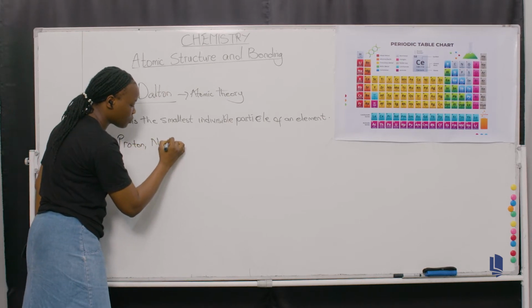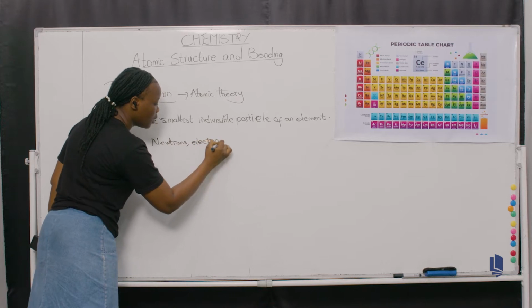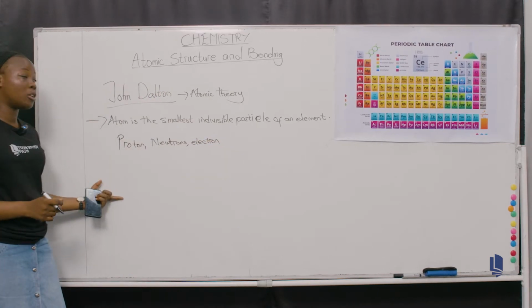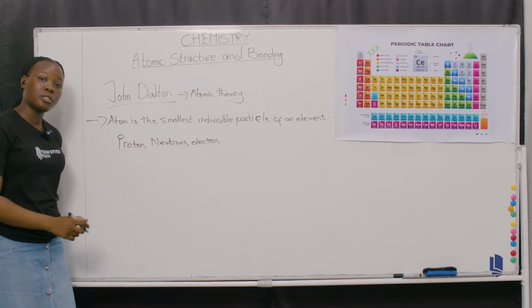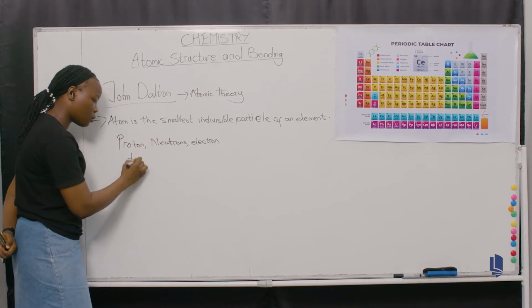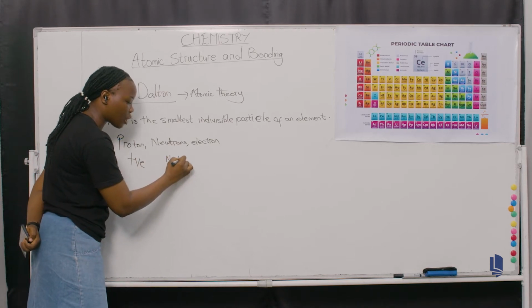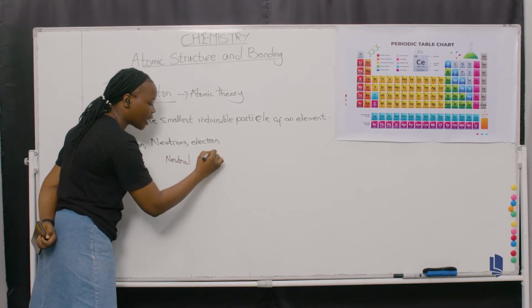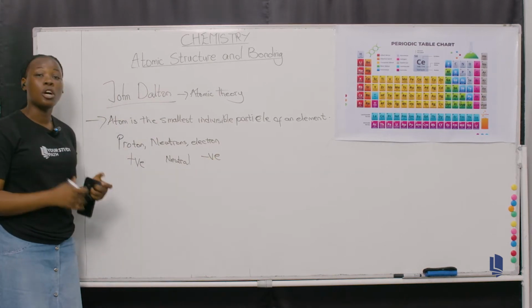Protons, neutrons, and electrons. The discovery of these subparticles nullified this theory. We know what protons are. Protons are positively charged subparticles. Neutrons are neutral, that means they don't carry any charge. And electrons are negatively charged subparticles. So this has also been nullified.